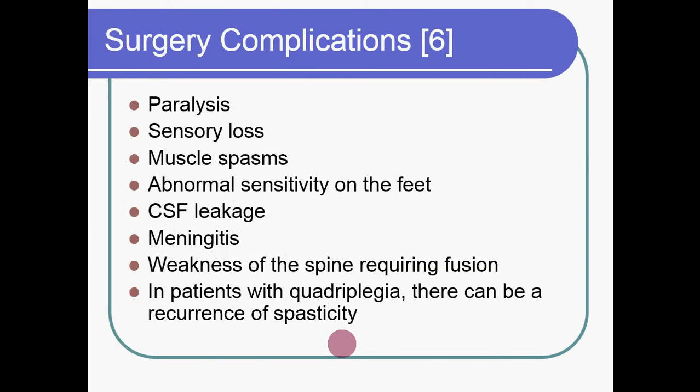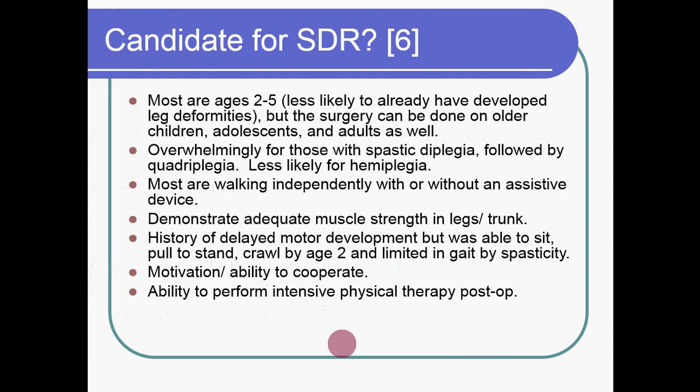Surgery can be complicated by paralysis, sensory loss, muscle spasms, abnormal sensitivity on the feet, cerebral spinal fluid leakage, meningitis, weakness of the spine requiring fusion, and in patients with quadriplegia, there can be a recurrence of spasticity.